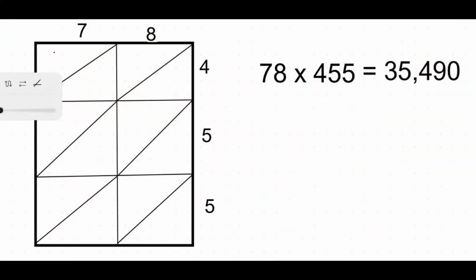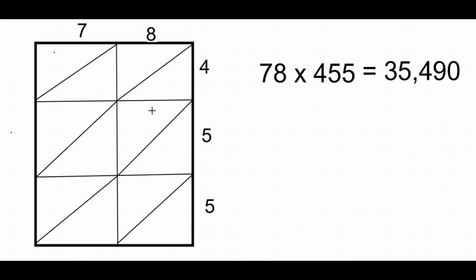Okay, here is our square. This is the same thing that's on page 88 in your book. And here's the problem that we're doing, 78 times 455. So you make this little square, do all your diagonals. However many digits you have, if this was 3 digits, you would have had another square area over here. But we're just going to do this one.